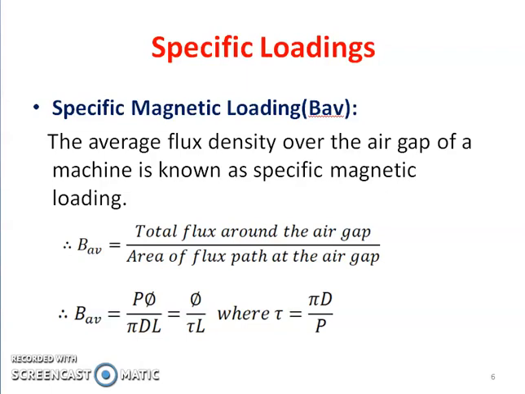See, for B average, total flux around the air gap is P phi and area of flux path at the air gap is circumference pi D and L. This will give area. So from this equation, B average can be written as phi divided by tau into L, where tau is pi D by P.